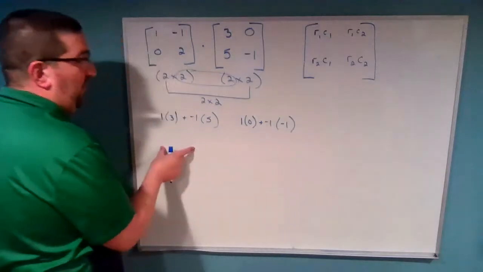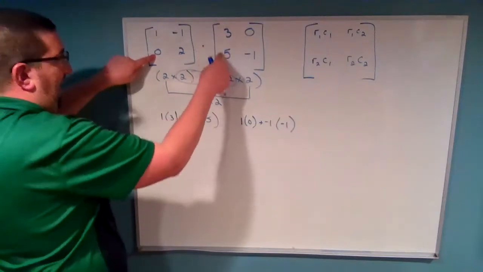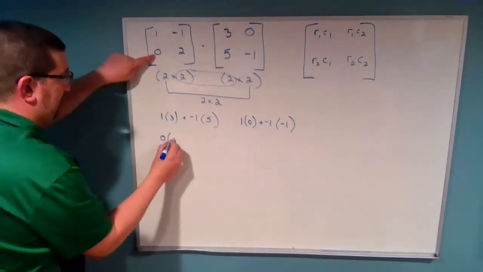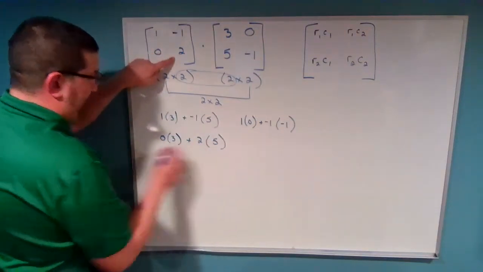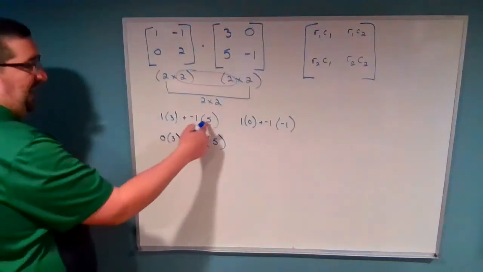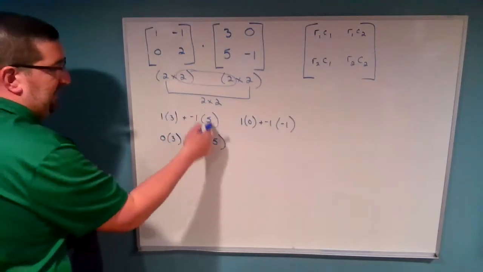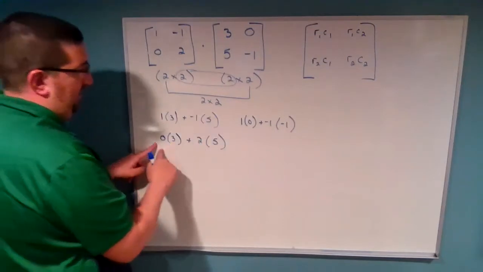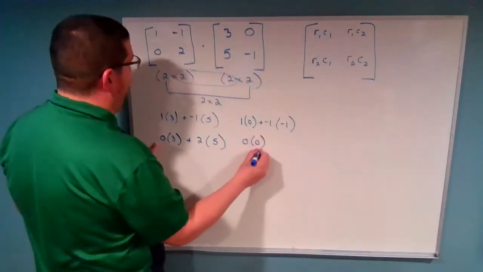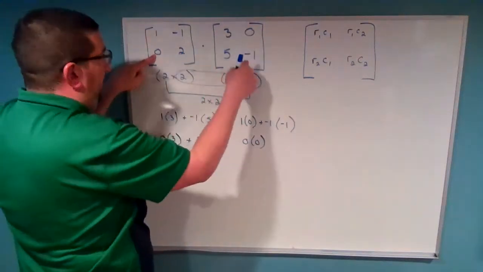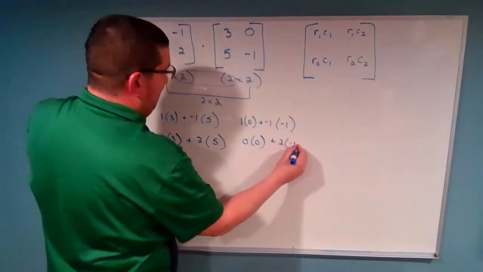Now I have to deal with the second row. So row 2 times column 1 would be 0 times 3 plus 2 times 5. Notice what I like to check here, to make sure I'm doing it okay, is that the numbers in the parentheses vertically are the same. So over here, we're going to have 0 times 0, row 2 times column 2, plus 2 times -1.